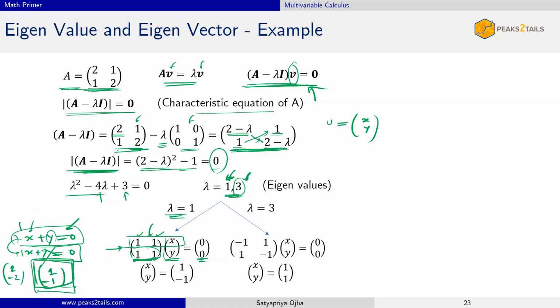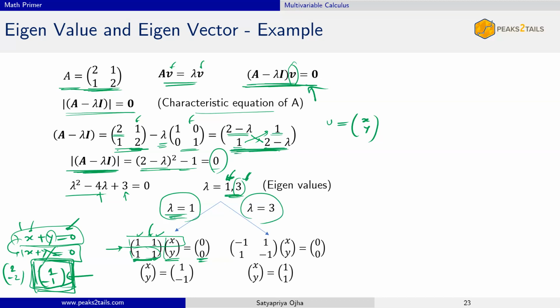Any vector in this direction will be scaled by 1. Minus 1, minus 1, 2, minus 2, anything. Okay, 0.5, minus 0.5, that also works. But when we report, software will report it like this, 1, minus 1. Okay, and let's look at the other side.